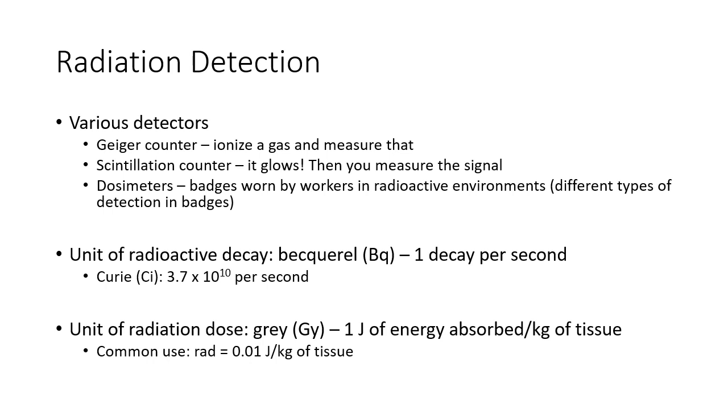The unit of radiation dose is the gray, capital G, lowercase y. It's 1 joule of energy absorbed per kilogram of tissue. In common use, we use a rad, which is 0.01 joules per kilogram of tissue. That's closer to what you actually see, which is why we use that unit instead.